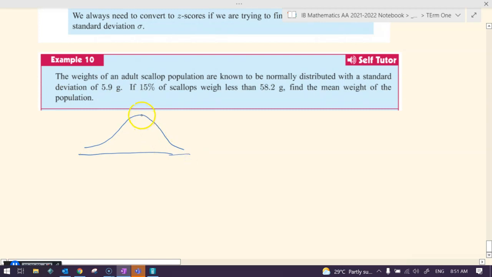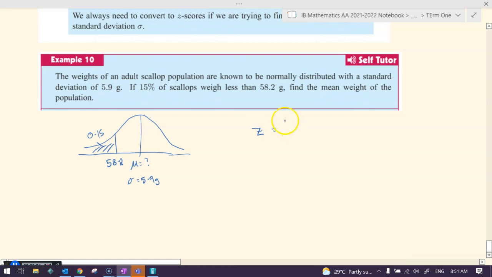So I've got my normally distributed population. The mean, I don't actually know, but I do know the standard deviation of 5.9 grams. 15% of the scallops, so an area of 0.15, weigh less than 58.2, so that's my value in there. How am I going to go about finding this mean? Well, we have to go back to our Z-scores.